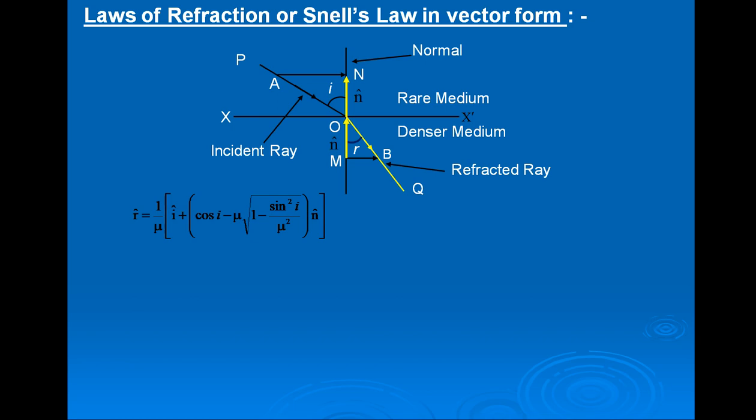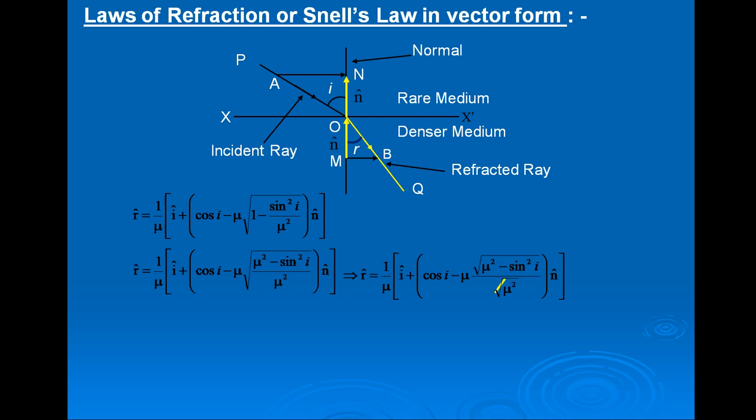Now within the square root, take the LCM. So we get r cap is equal to 1 upon mu into, within the square bracket, i cap plus, within the small bracket, cos i minus mu into under root mu square minus sin square i upon mu square, and outside the small bracket n cap unit vector, or r cap is equal to 1 upon mu into, within the square bracket, i cap plus, within the small bracket, cos i minus mu into under root mu square minus sin square i upon under root mu square, into, outside the small bracket, n cap unit vector.